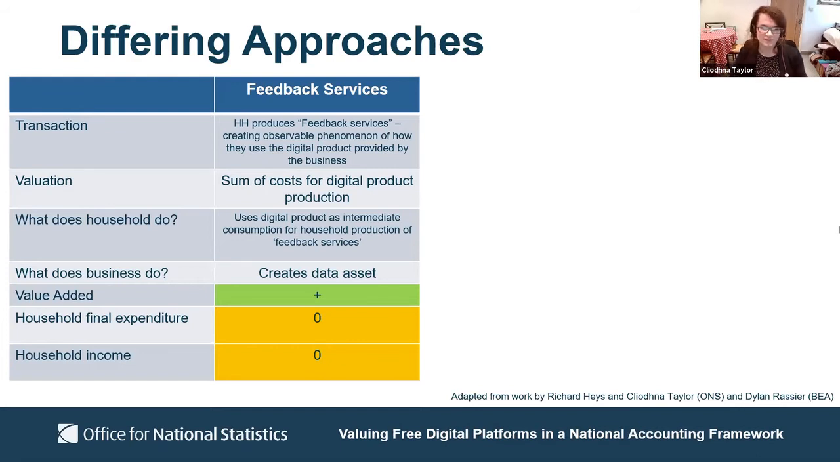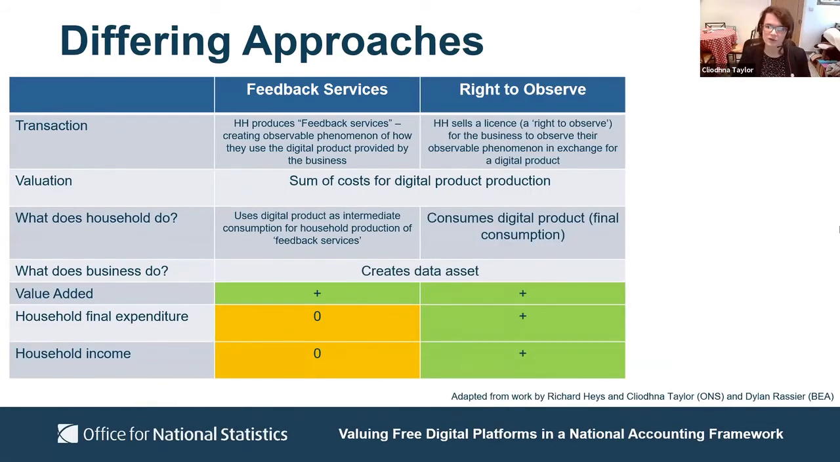And then the business takes these feedback services and uses them to create a data asset. So these feedback services are part of a production process of a data asset that the business can then use to improve its own production of YouTube or of advertisement services. And the result in the accounts is that here really we are creating an extra realm for household production, and that adds to the value added through that household production.